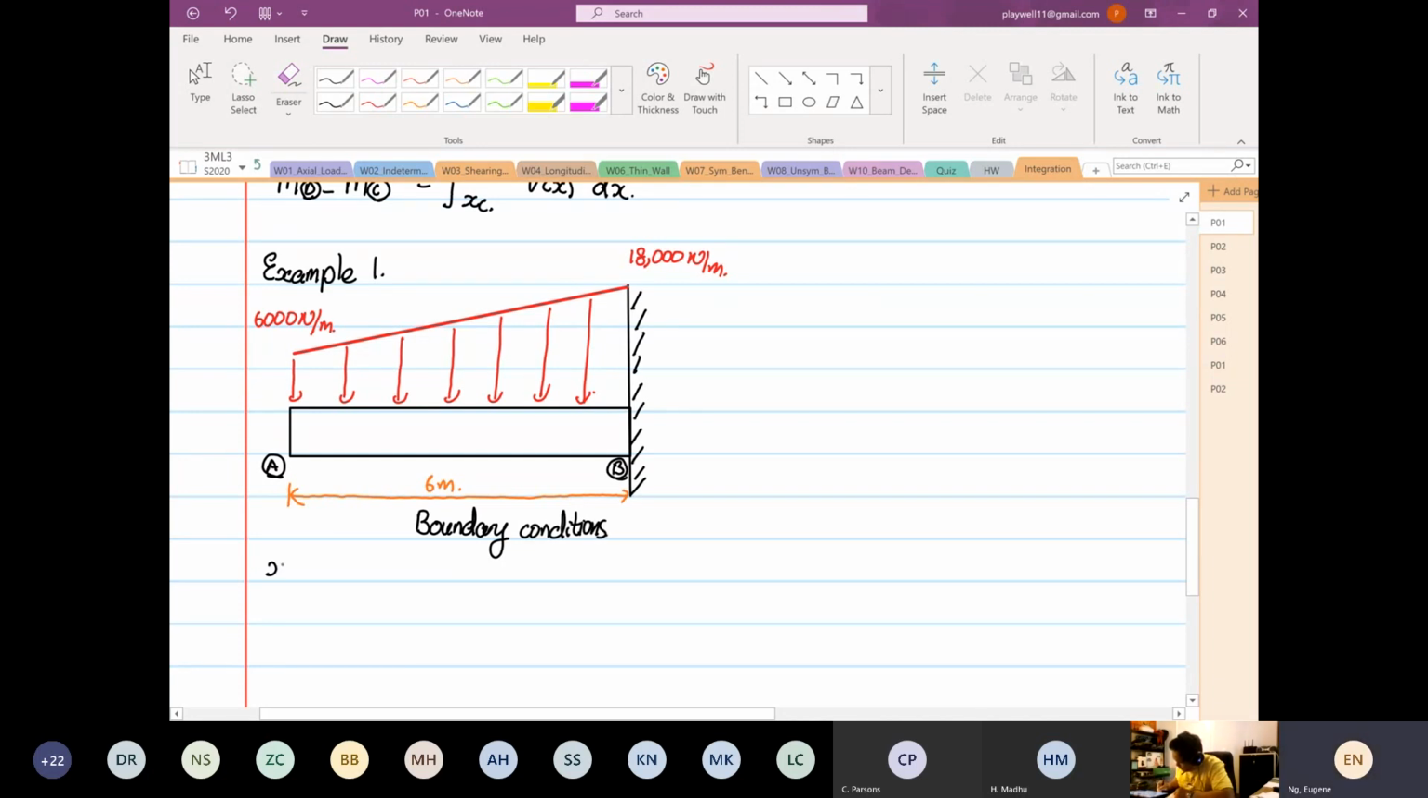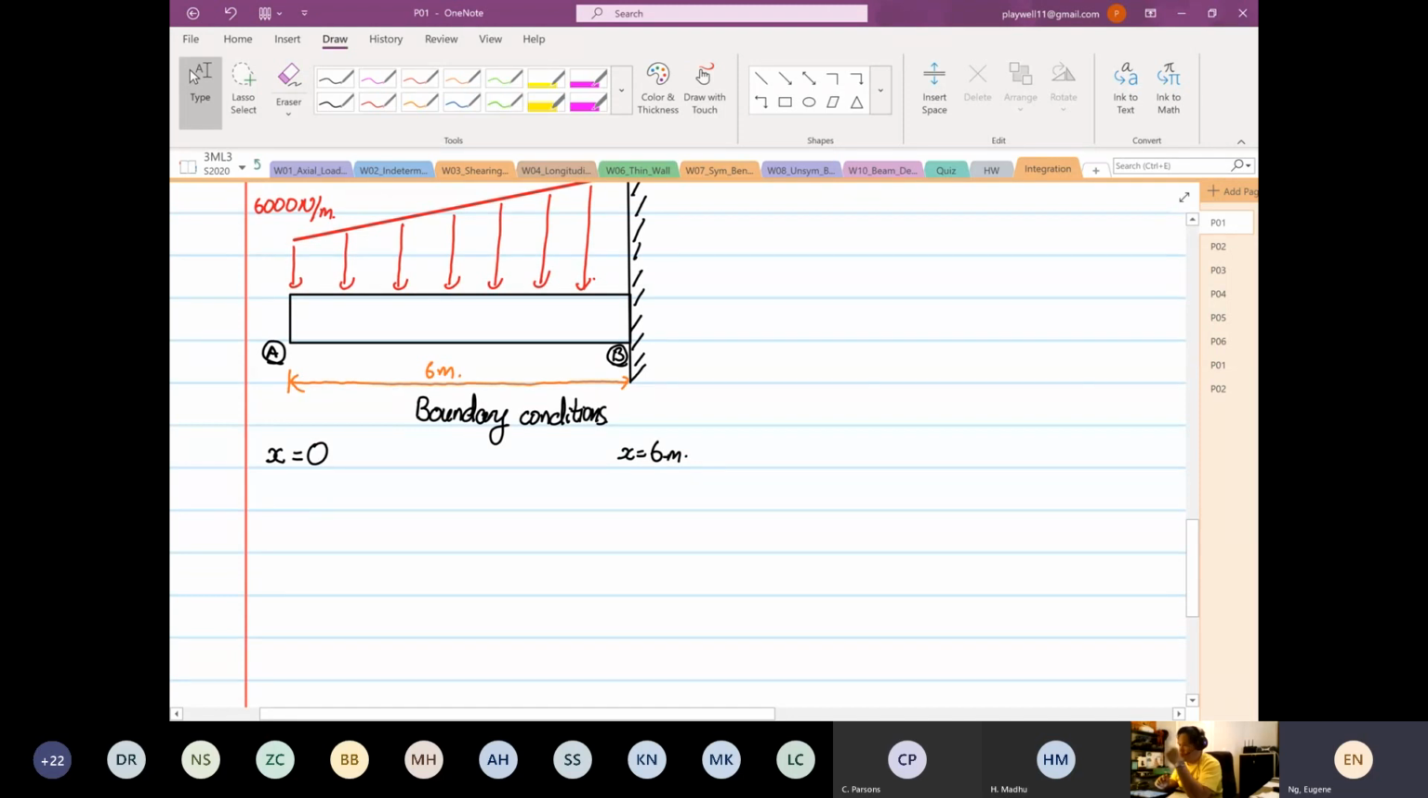So on the left hand side, x is equal to 0. On the right hand side, x is equal to 6 meters. So to write out the boundary condition, remember I got you all to memorize 4 characters, right? V, M, theta, Y. And Y is at this sequence, and what do we just learn? When you find V, you integrate, you get what?